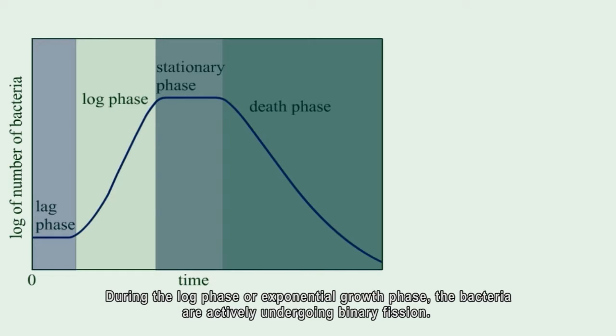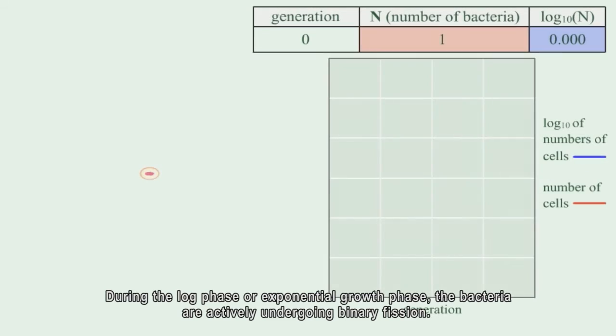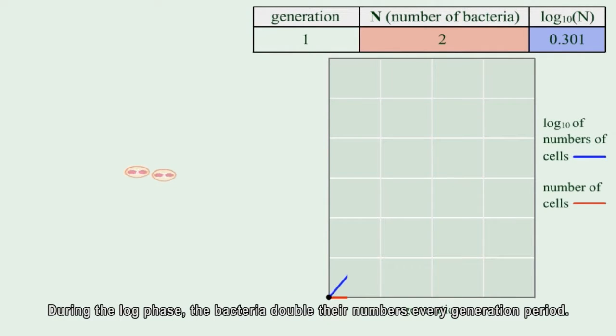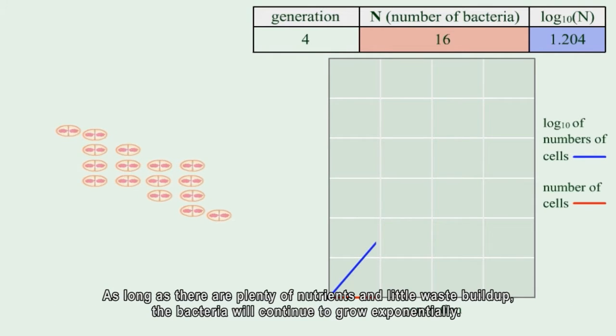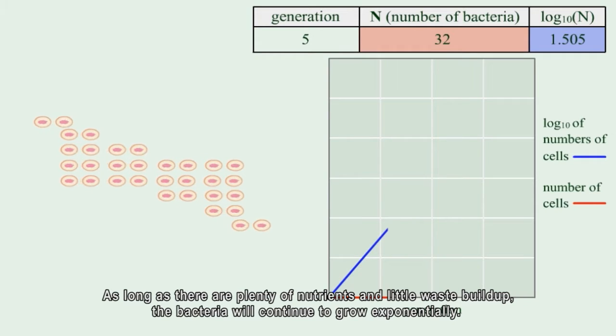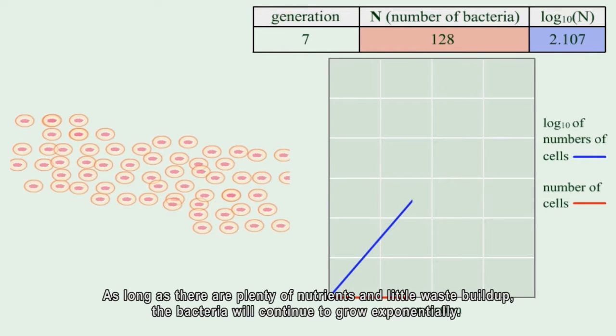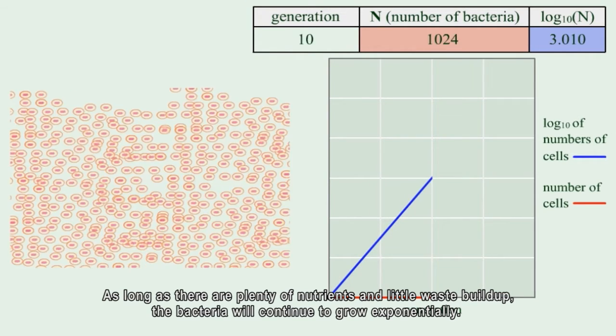During the log phase, or exponential growth phase, the bacteria are actively undergoing binary fission. During the log phase, the bacteria double their numbers every generation period. The generation period can range from 20 minutes to days, depending on the species. As long as there are plenty of nutrients and little waste buildup, the bacteria will continue to grow exponentially.